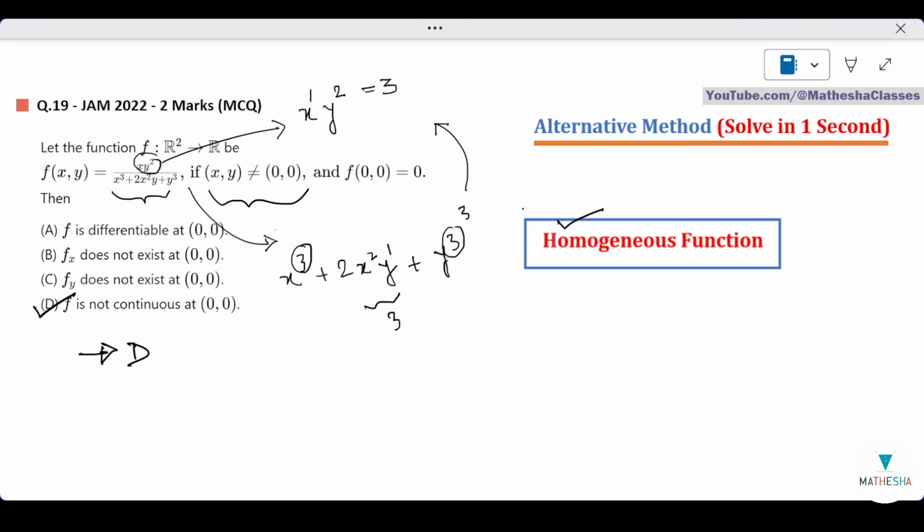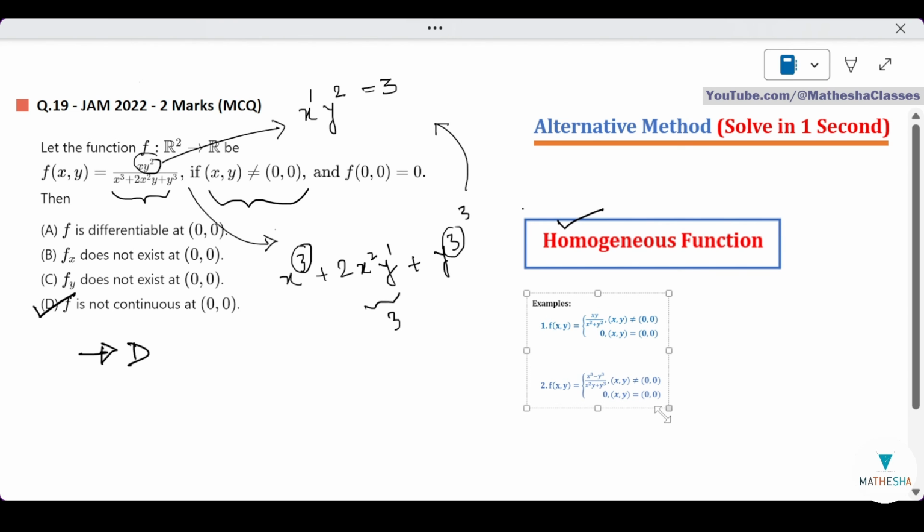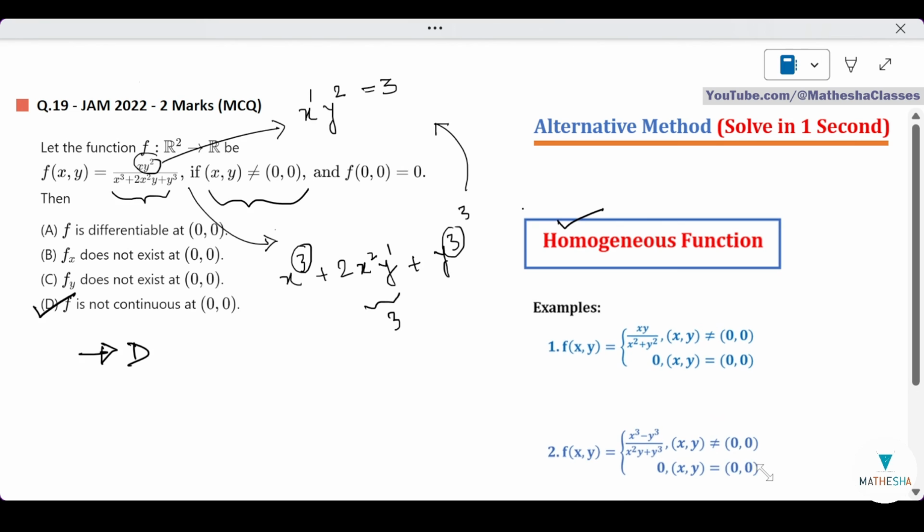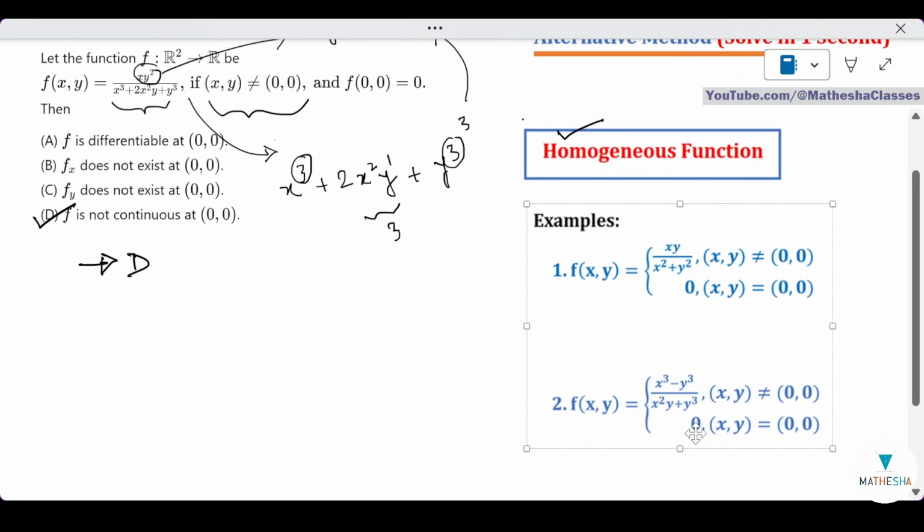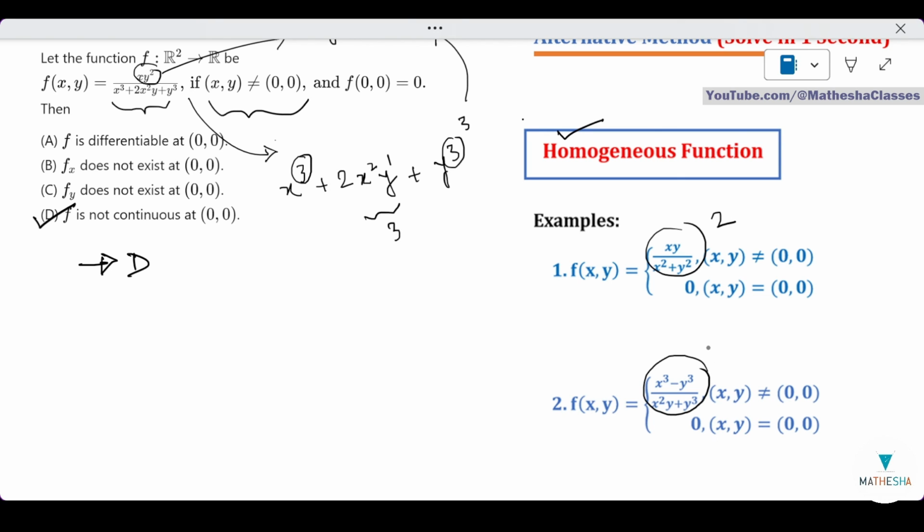कुछ ऐसा और एग्जाम्पल दिया जाए होमोजीनियस फंक्शन का, जैसे कि हम यहाँ पे दो एग्जाम्पल कंसिडर कर रहे हैं, ये दोनों. पहले एग्जाम्पल पे हम देख सकते हैं कि ये कॉमन पावर है 2, न्यूमरेटर और डिनोमिनेटर का कॉमन पावर है 2. सो दिस इज द होमोजीनियस फंक्शन. This part is the homogeneous function. Common power is 2, and here the common power is 3. This is also a homogeneous function.